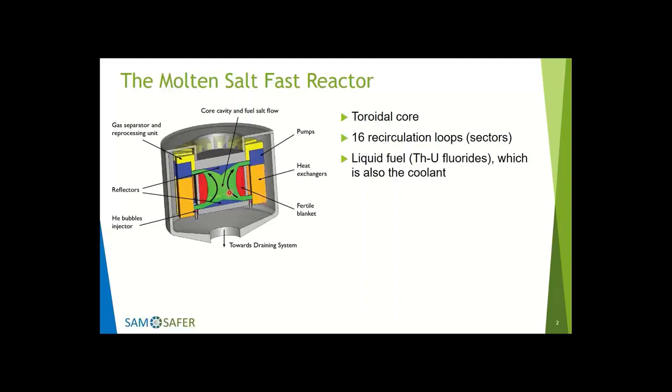Each sector is a recirculation loop in which you can find a pump, and then you find a heat exchanger, and then there's the inlet and outlet legs. And on top of this, you have a blanket, a radial blanket, where fertile salt is placed, which serves, of course, also as radial reflector. And then there are the axial reflectors, the top and the bottom ones.